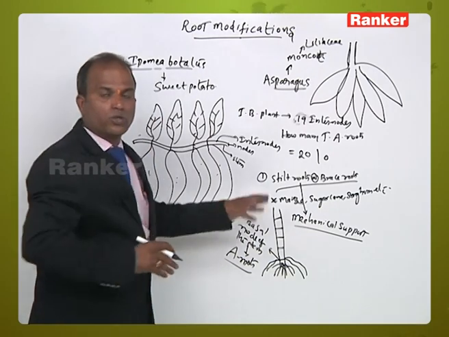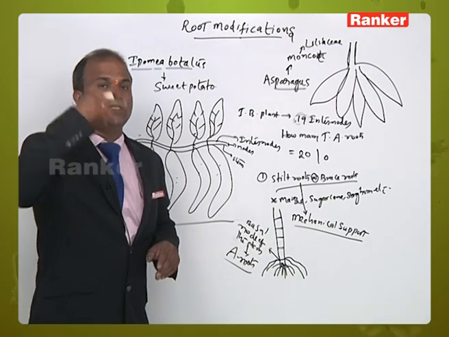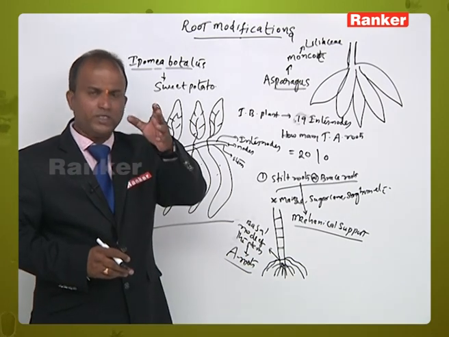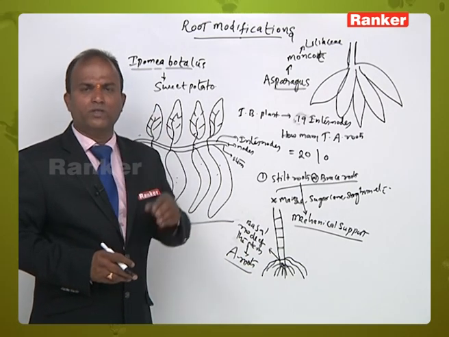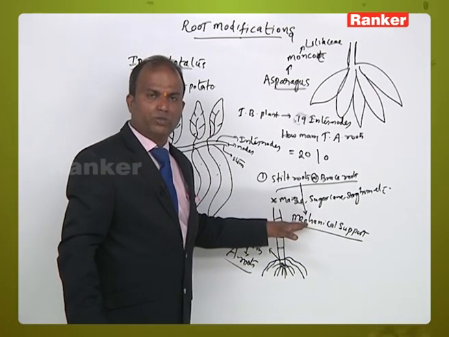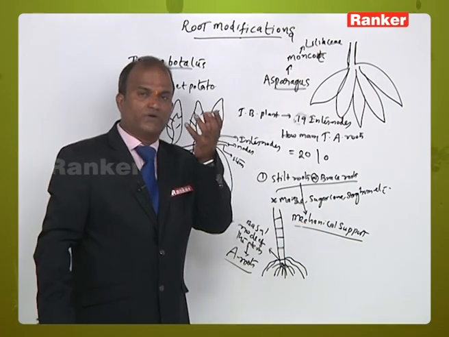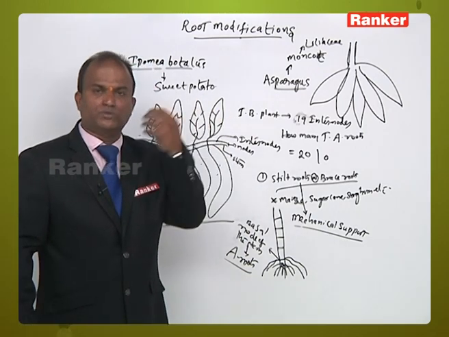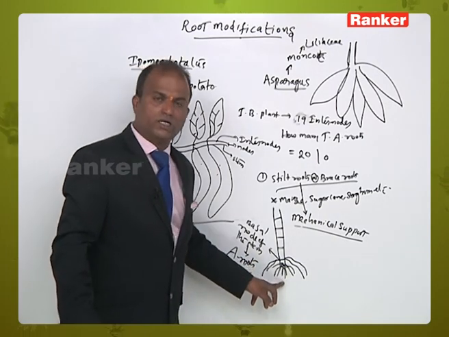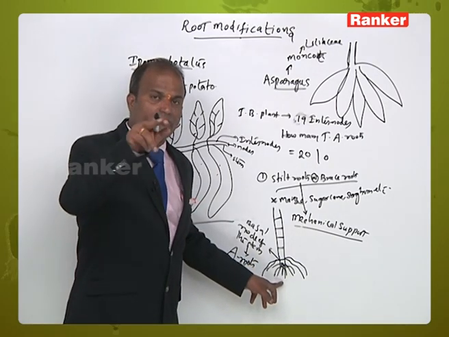That means these roots can act as a root, but they do not function like an original root. They do not help in absorption of water and minerals; they give only mechanical support. And what is the function of absorbing water and minerals? It is performed by the fibrous roots developing from the base of the stem.